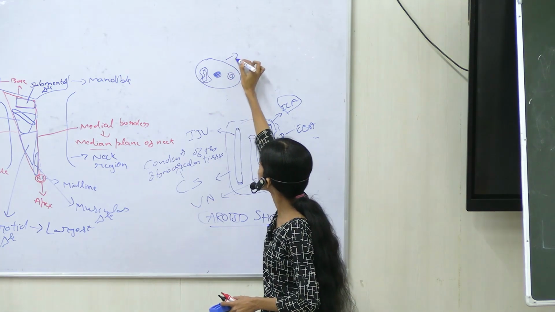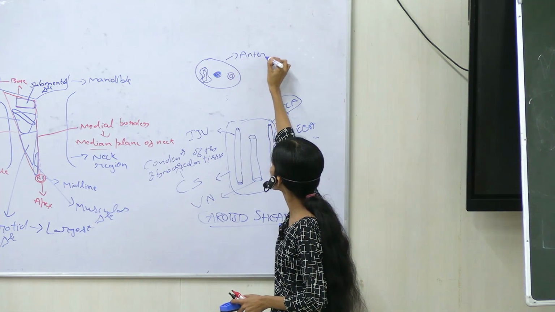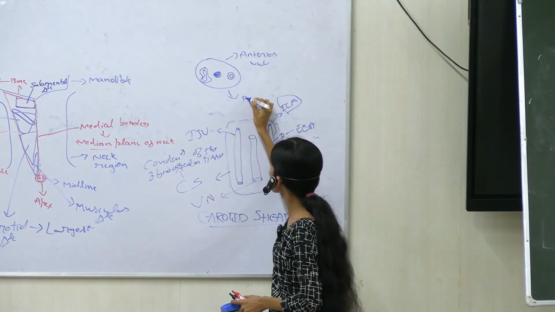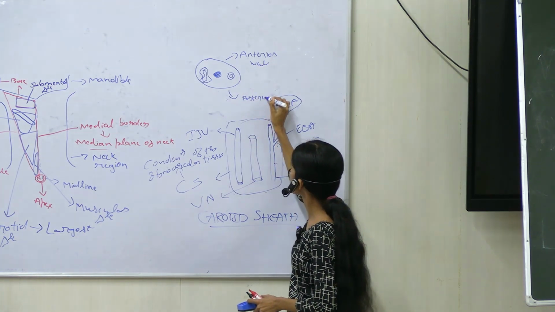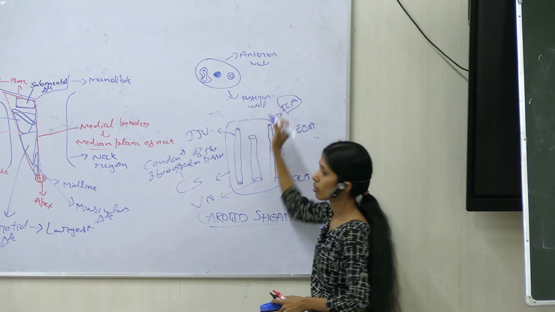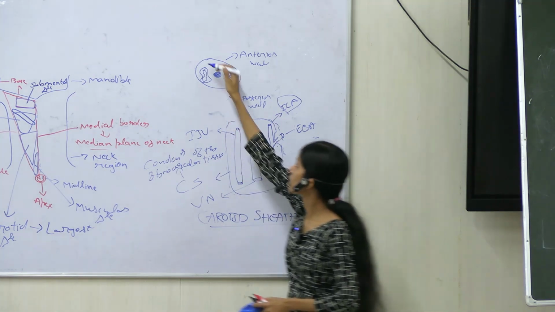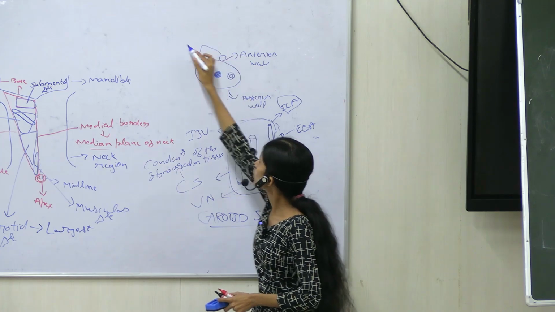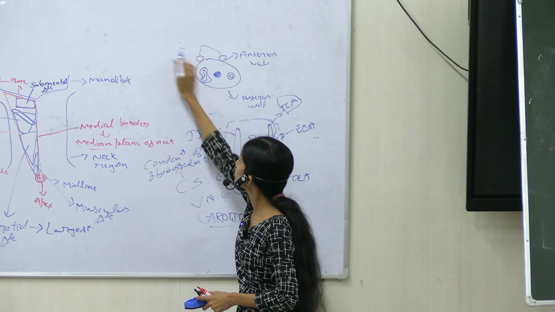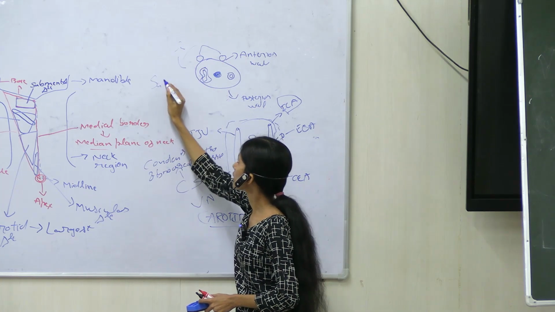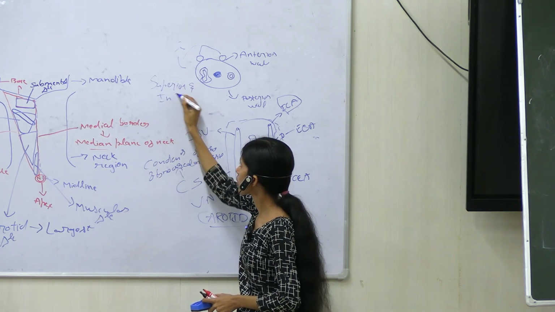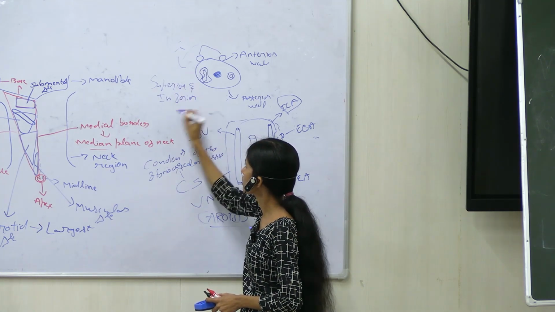Okay. So now this is the anterior wall and this is the posterior wall. On the anterior wall we have two important structures, that is the superior and inferior part of the vagus nerve.